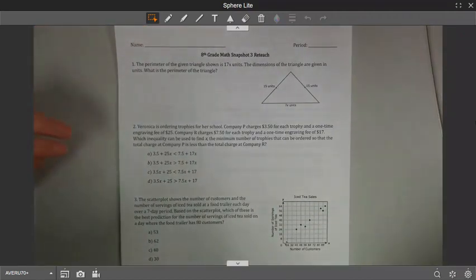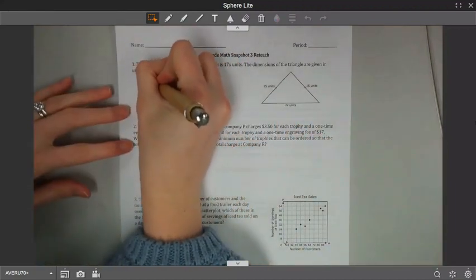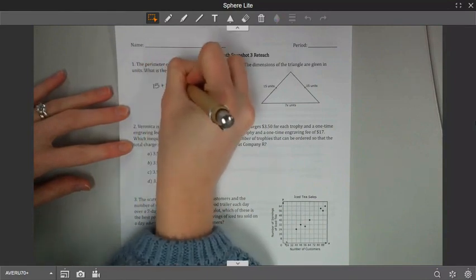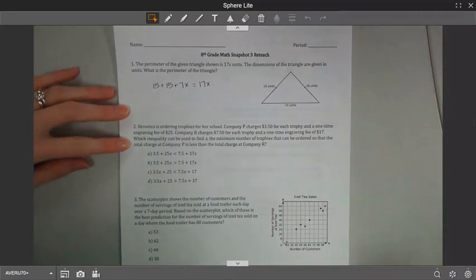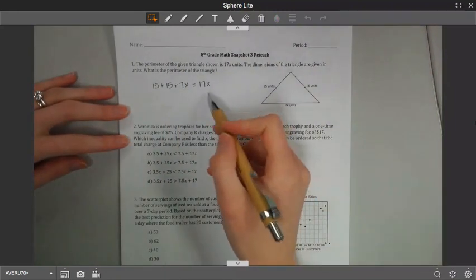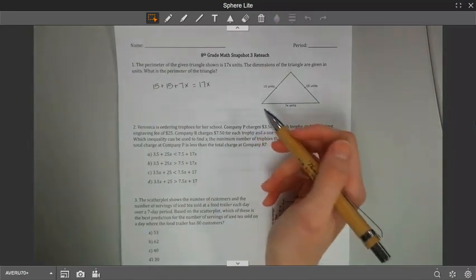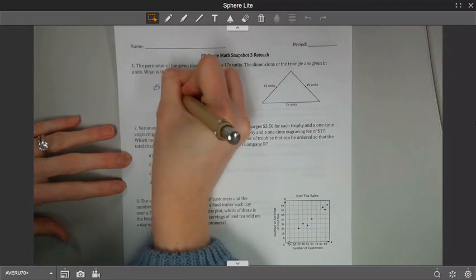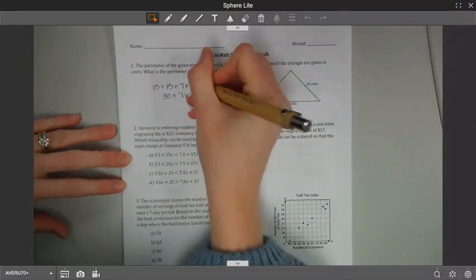Okay, well, perimeter is just adding all the sides. So I can go ahead and start an equation saying 15 plus 15 plus 7x is equal to 17x, because this is what the perimeter is equal to, and then this is all of our sides added together. Well, combining like terms, 15 plus 15 is 30. So I have 30 plus 7x is equal to 17x.